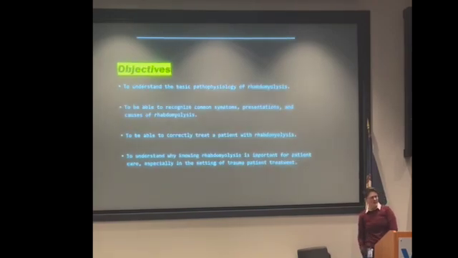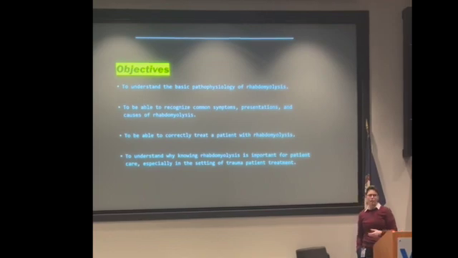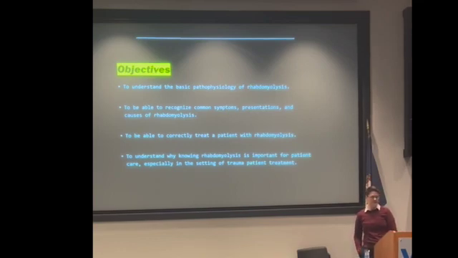As far as our objectives, I want you to understand just basic pathophysiology. We could get very detailed, but things going on at the molecular level don't necessarily matter as much. It's just overall understanding what's happening and some of the complications that happen because of rhabdo. You should be able to recognize common symptoms, presentations, and the cause, basically. I want you to be able to correctly treat patients with rhabdo and also understand why knowing about rhabdo is important for patient care, especially in the setting of trauma patient care. We'll talk a little bit about non-traumatic rhabdo as well, but mainly trauma patients with rhabdo.